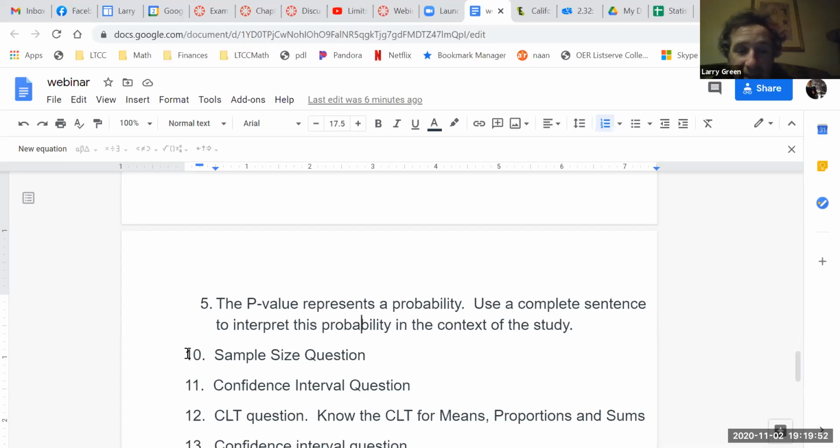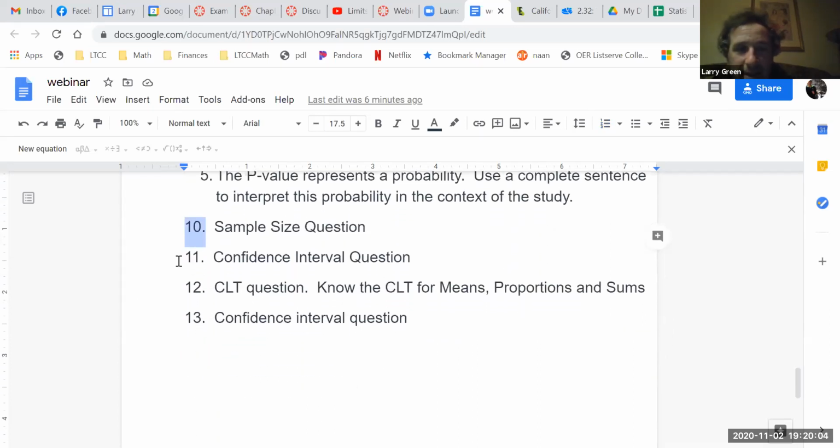Okay, question number 10. Question number 10 is a sample size question. You're going to have to find the sample size necessary. Question number 11 is a confidence interval question. So you're going to have to find a confidence interval. You're going to have to interpret the confidence interval. And you may have to interpret the confidence level. And you may have to decide whether the sample size is large enough. Okay. And I'm going to skip 12 for a minute and just tell you number 13, same comments that I just said.